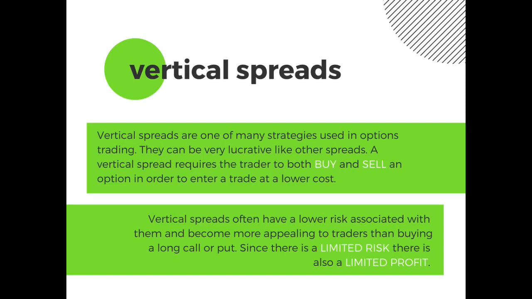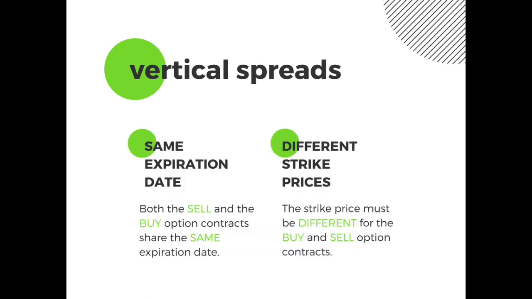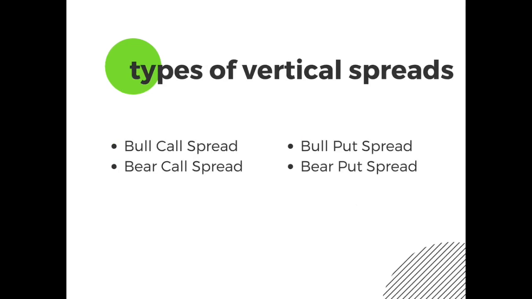Now, vertical spreads often have a lower risk associated with them and become more appealing to traders than buying a long call or put. Since there is limited risk, there's also limited profit as well. Now again, the vertical spread requires you to purchase a buy and a sell that share the same expiration date. The strike price of the buy and the sell need to be different. The 4 types of vertical spreads are the bull call spread, the bear call spread, the bull put spread, and lastly, the bear put spread. Each of them have their own strengths and purposes.